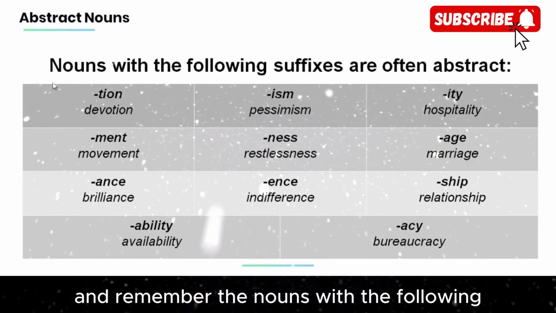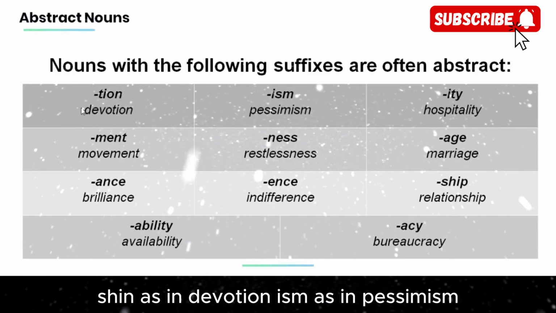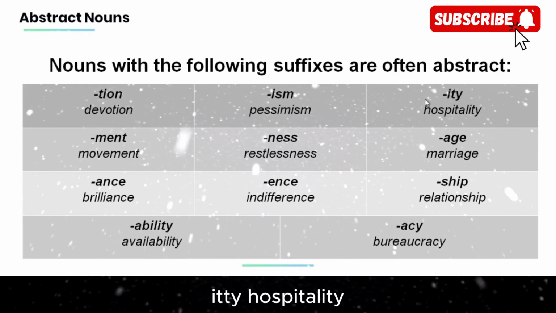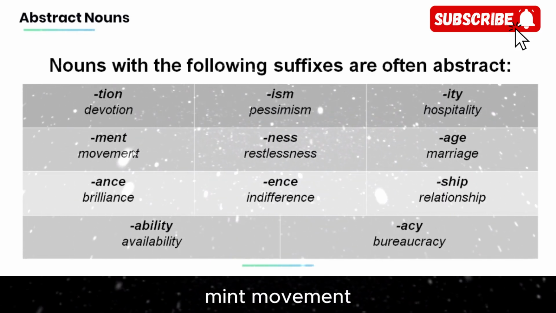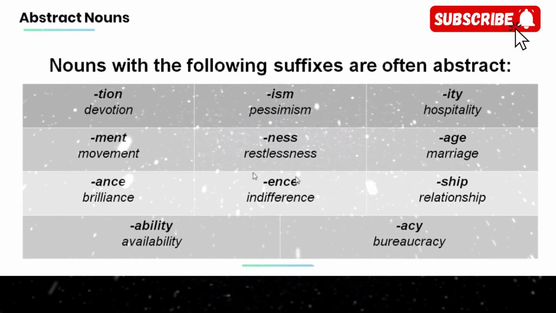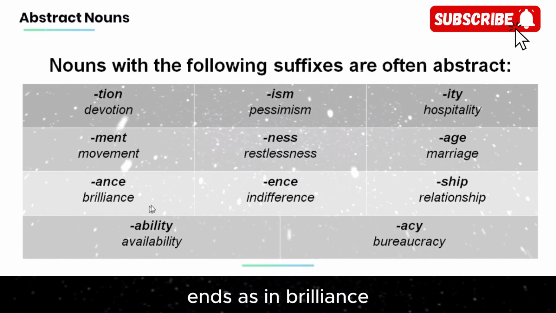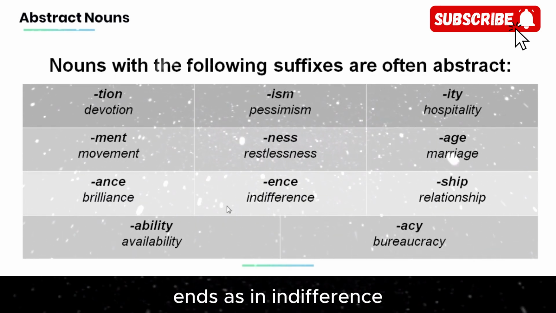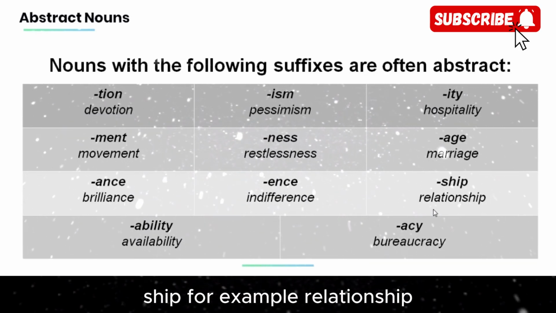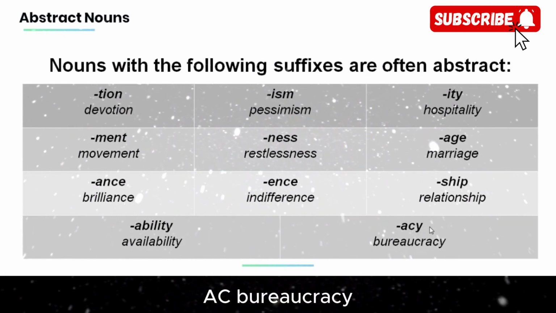And remember, the nouns with the following suffixes are often abstract. Tion, as in devotion; ism, as in pessimism; ity, hospitality; ment, movement; ness, as in restlessness; age, as in marriage; ance, as in brilliance; ence, as in indifference; ship, for example, relationship; ability, such as availability; acy, bureaucracy.